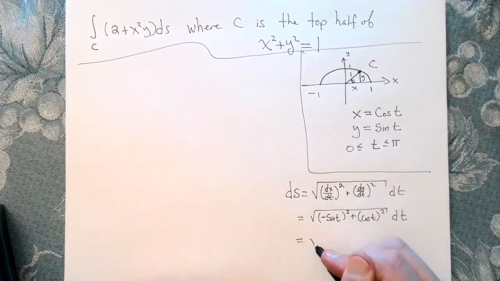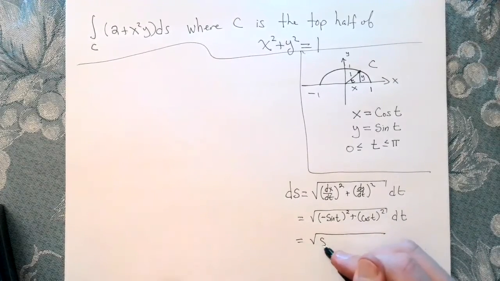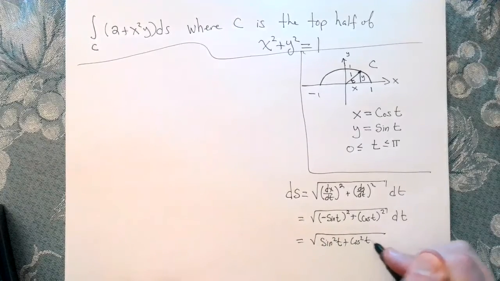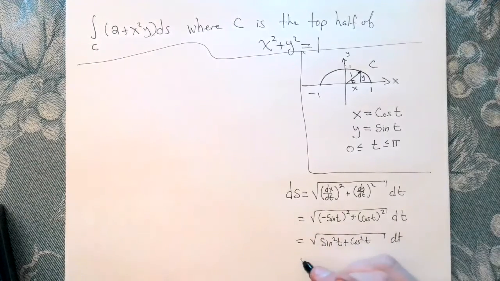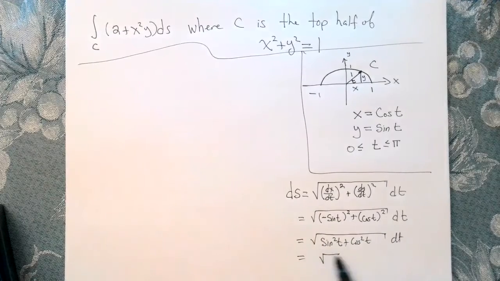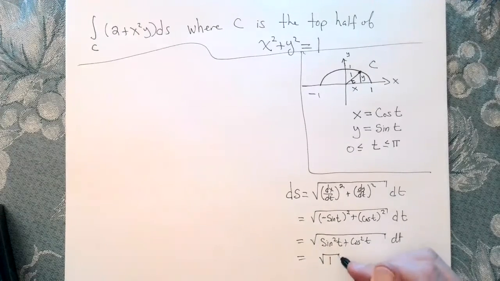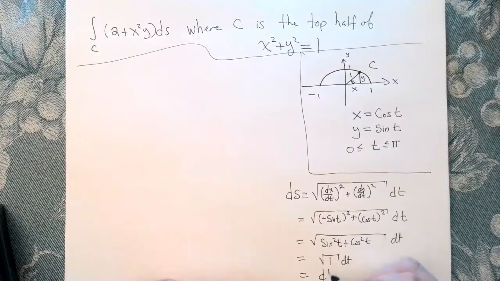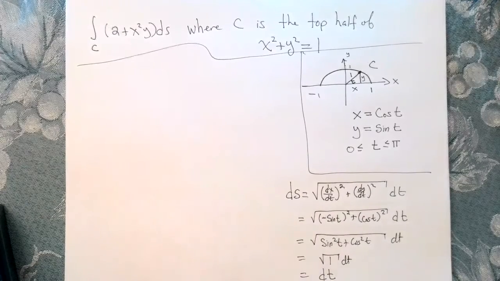Okay, well, that's not too bad. So when I square that, I get the following. So that's going to give me sine squared of t plus cosine squared of t, dt. But that's exactly the square root of 1 because, again, that's that classic Pythagorean identity, dt. And so ds should be 1 dt. Okay, so that's going to be handy.